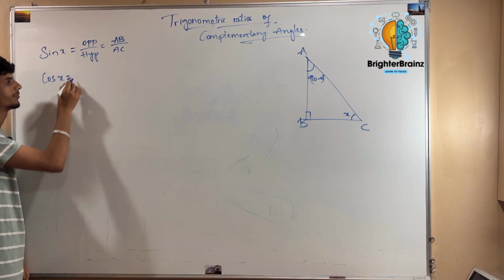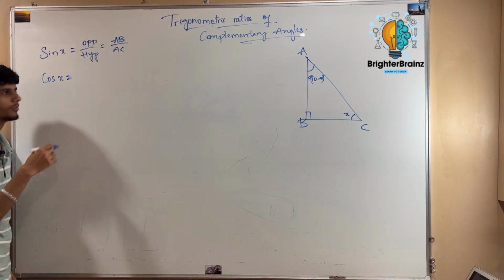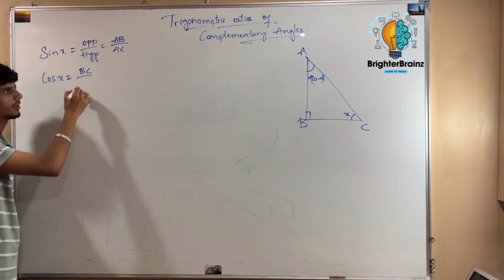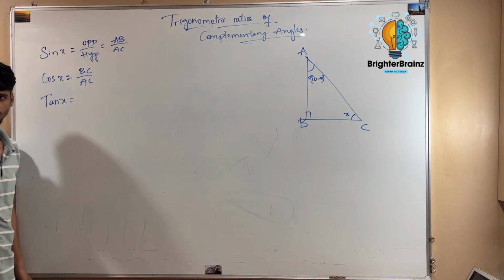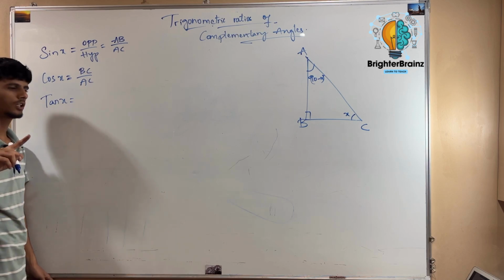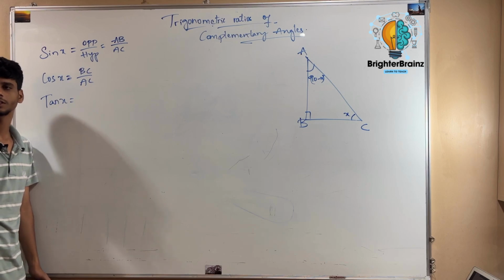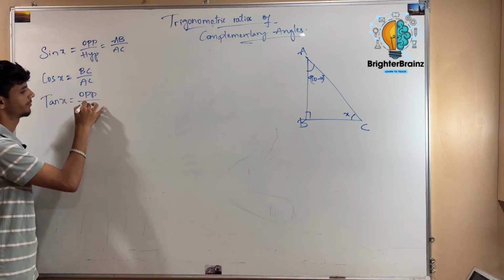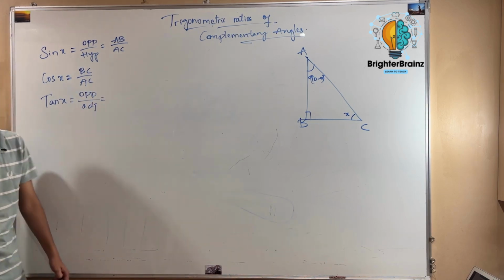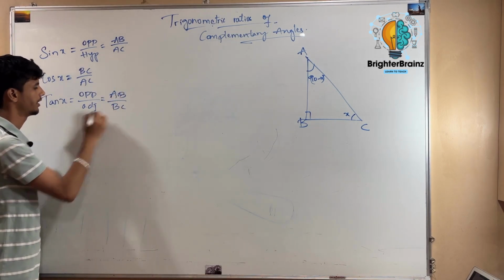Next, cos x. Adjacent by hypotenuse. For angle x, which side is adjacent? BC. Very good. BC by AC, the hypotenuse. Next, tan x. Tan x is opposite by adjacent. The opposite side to x is AB, and the adjacent is BC. Next, cot x.